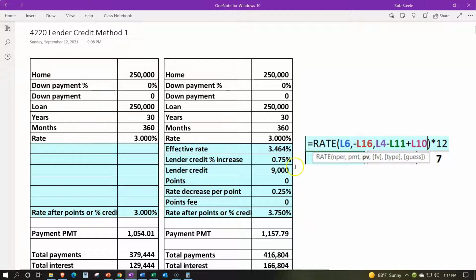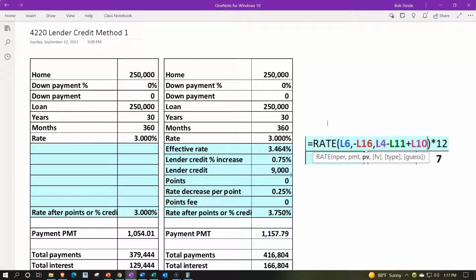Now, these numbers are just basically made up numbers. These numbers could vary depending on your circumstances. So you've got to see what might be available to you in that case. This is just for example purposes. We're going to say it goes up by 0.75 in exchange for the $9,000 that we're going to say is going towards the closing costs. So we'll imagine the closing costs are $9,000.